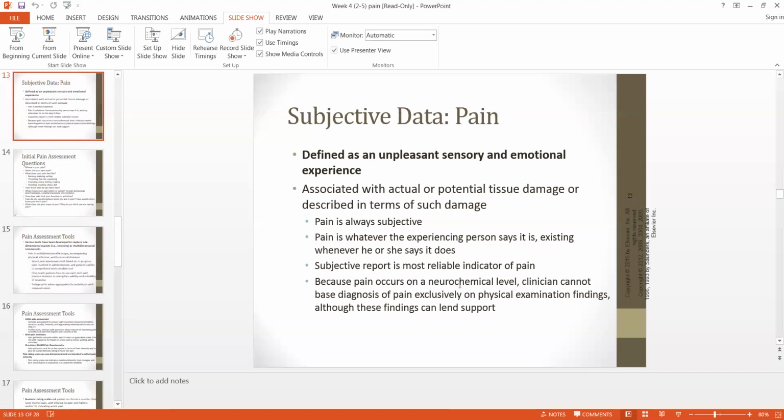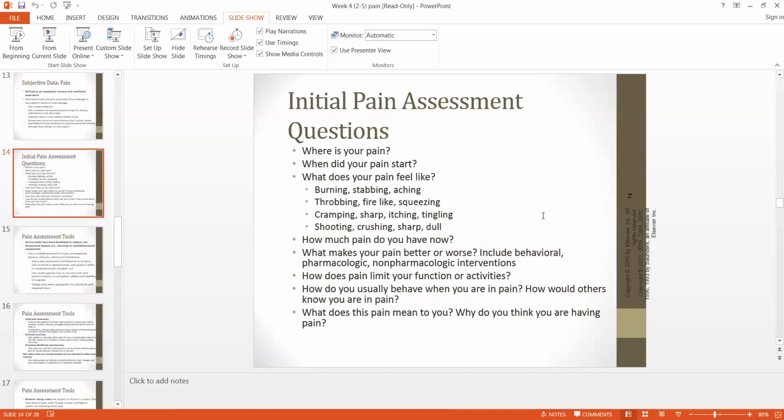Because pain occurs at the neurochemical level, those neurotransmitters, peripheral to spinal cord to brain, the clinician cannot base a diagnosis of pain exclusively on physical examination findings. We have to see how that person is perceiving it. So once you get that, I think we're all going to be a little more humane about how we treat pain. So lots and lots of questions.